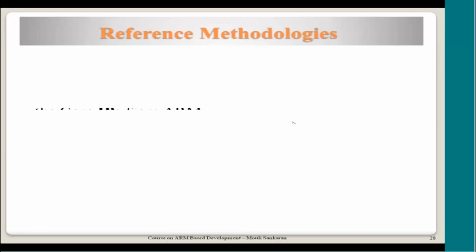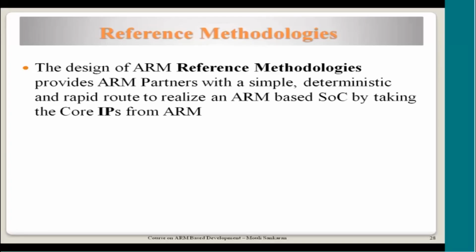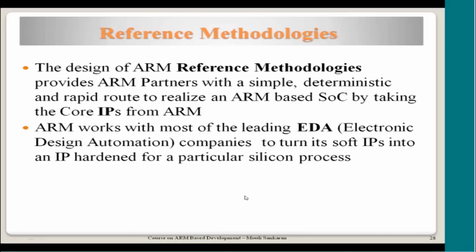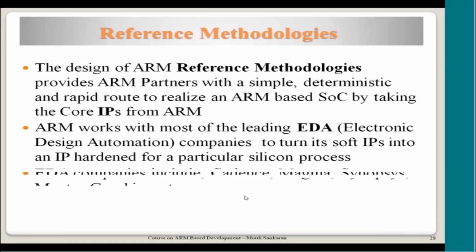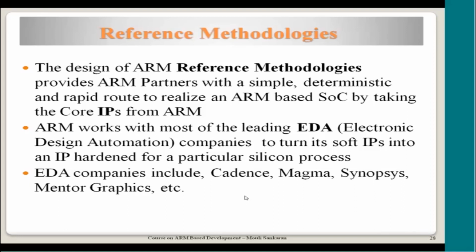Now there are some reference methodologies which ARM is providing by working with the tools companies, the EDA companies, which you might have heard about, the electronic design automation companies. So it is not that we can just buy IP and build it into a chip. We need to make sure that there are tools supported for that. So ARM already has a tie-up with all the well-known EDA companies, and they make those tools and libraries available so that the end customer could buy the soft IP from ARM and integrate it with their chip.